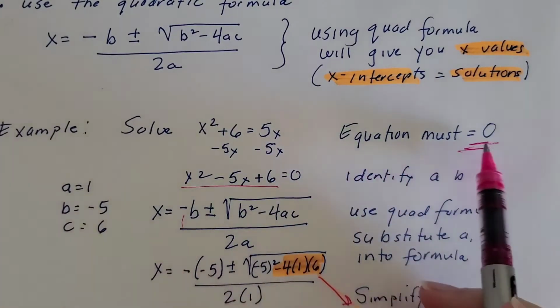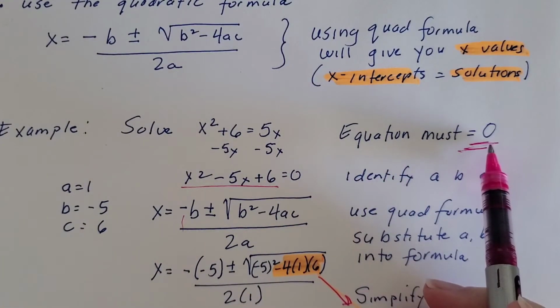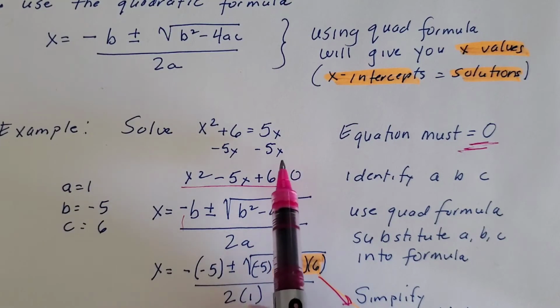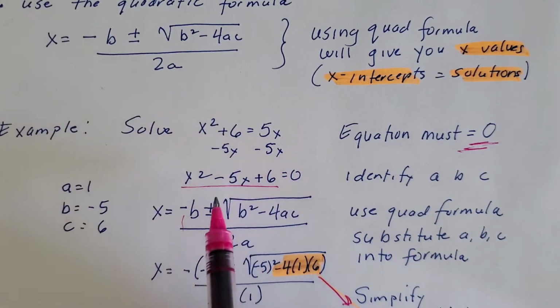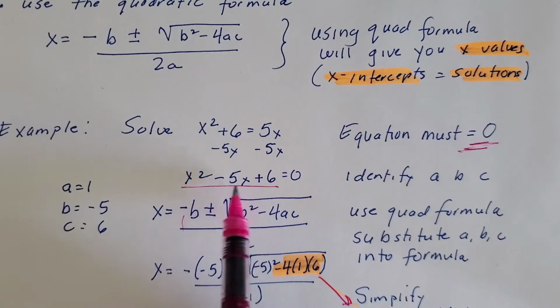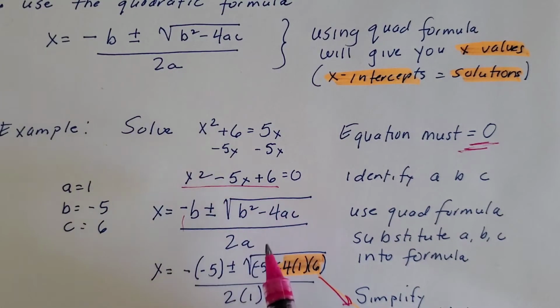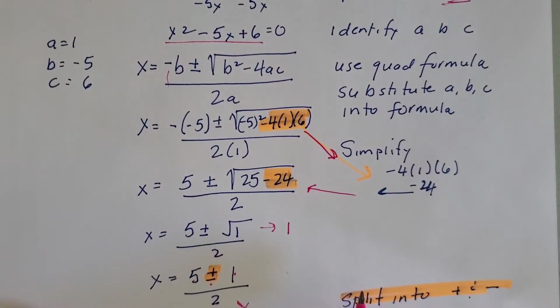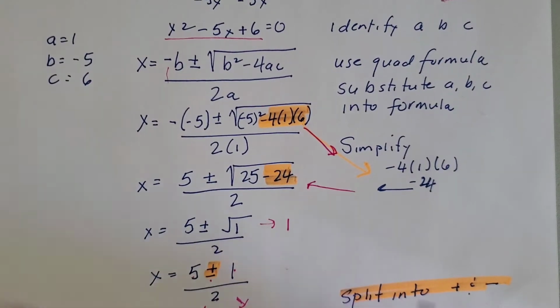First thing, the equation always has to be equal to 0. So if it's not equal to 0, we need to set it up so it's equal to 0. So subtract 5x from both sides. Write this in descending order in standard form, equal to 0. Identify what a, b, and c are, and let's substitute them into the formula.